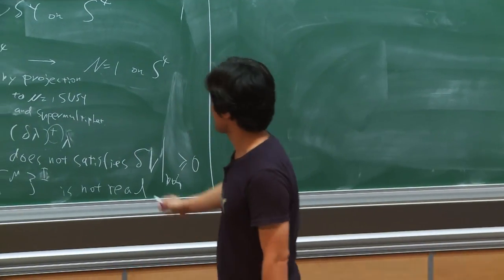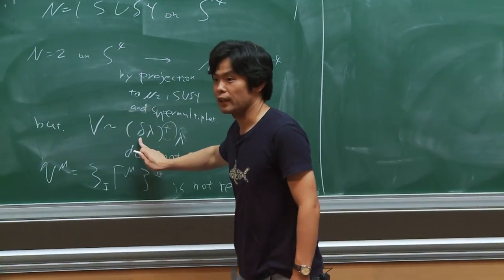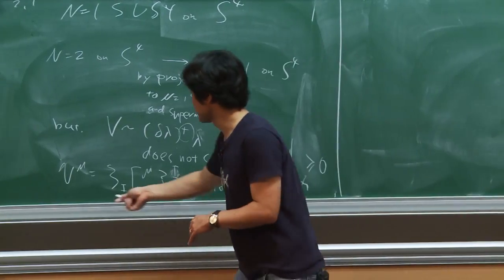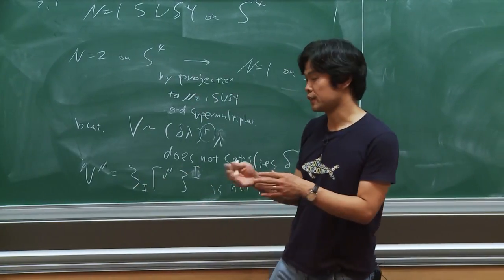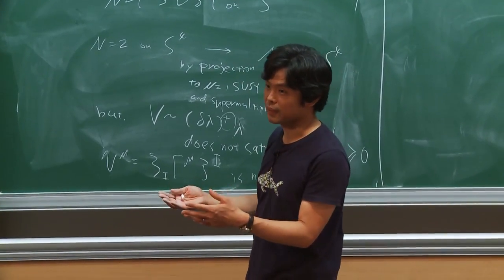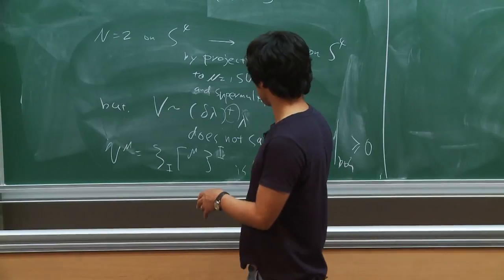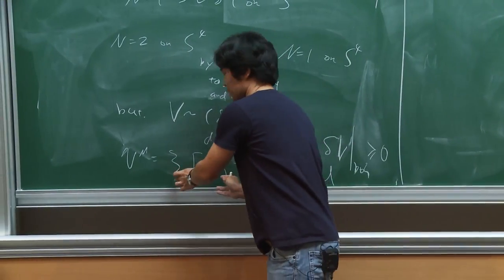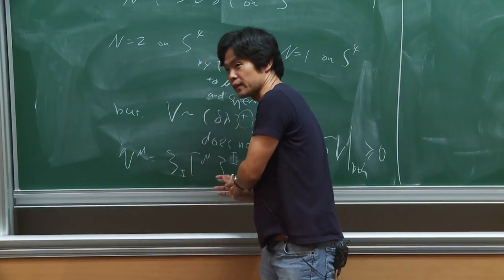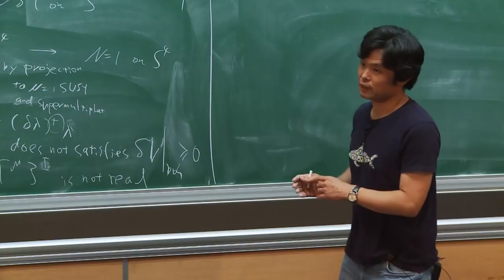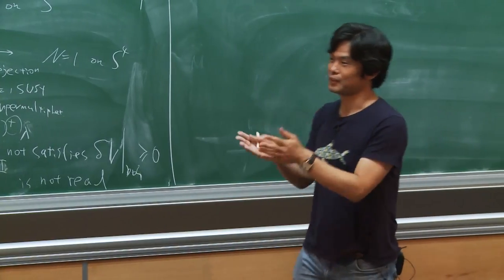N equals 1 theory, yes. This is about supersymmetry, the supersymmetric transformation itself. Yeah, this doesn't depend on the theory, I mean the matter content or the action, the tree-level action or something like that. So this is a problem of this Killing spinor, something like that. Yeah, probably it's related to non-unitarity or something like that, but I'm not sure.